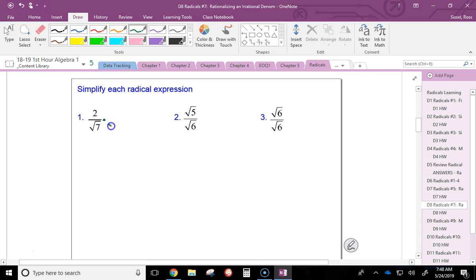So I'm going to multiply by my square root of 7. And that leaves me with just 7 on the denominator and 2 times the square root of 7. Now, can I simplify anything now? No. I can't simplify. Nothing left to do, so I am done. Number 2, just for spacing, I'm going to show my work down here.